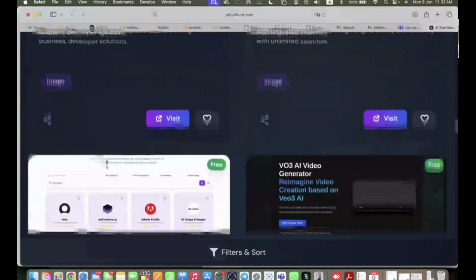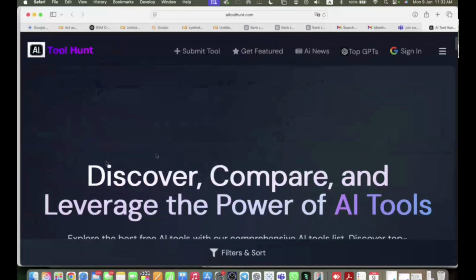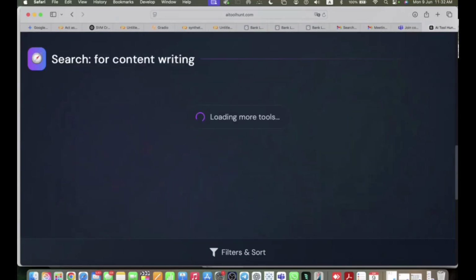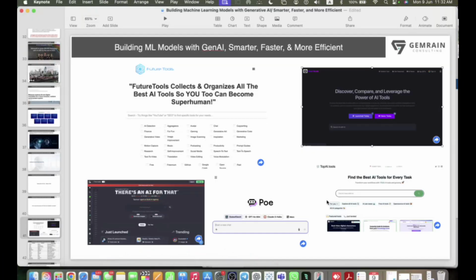So it is always good to figure out, and you can also search. You can search with AI. You want something for content writing. While this one is browsing, let's look at something else.